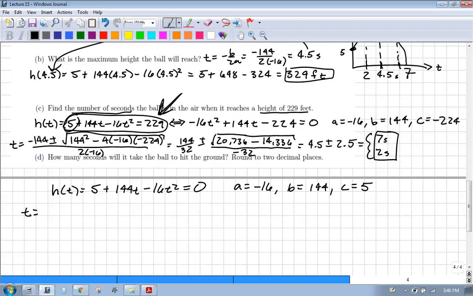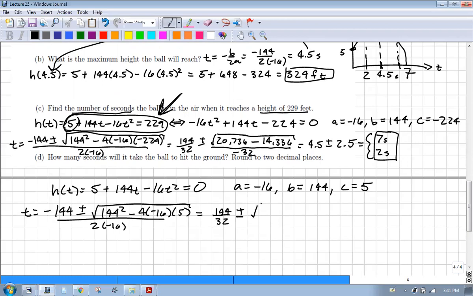So time is negative b plus or minus the square root of b squared minus 4ac, all over 2a. So we get 144 over 32 plus or minus the square root of 144 times 144. This was 20,736. A minus minus is a plus. 4 times 16 times 5 is 320.